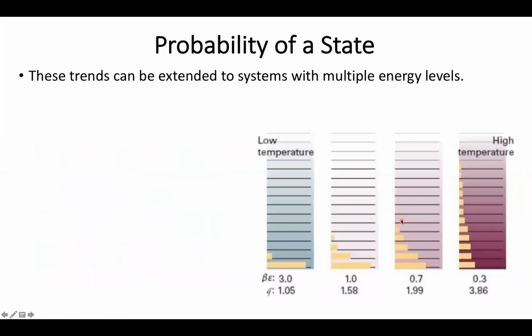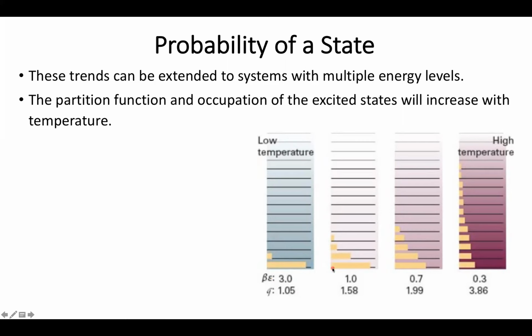You can also demonstrate this with systems where there are multiple energy levels. Again, what we're going to tend to find is that at low temperatures, my partition function tends to be fairly close to 1, as only the ground state really plays a significant role, and I may have a little bit of contribution from a first excited state. But as my temperature starts going up and up and up, we're going to find more occupation of these excited states.